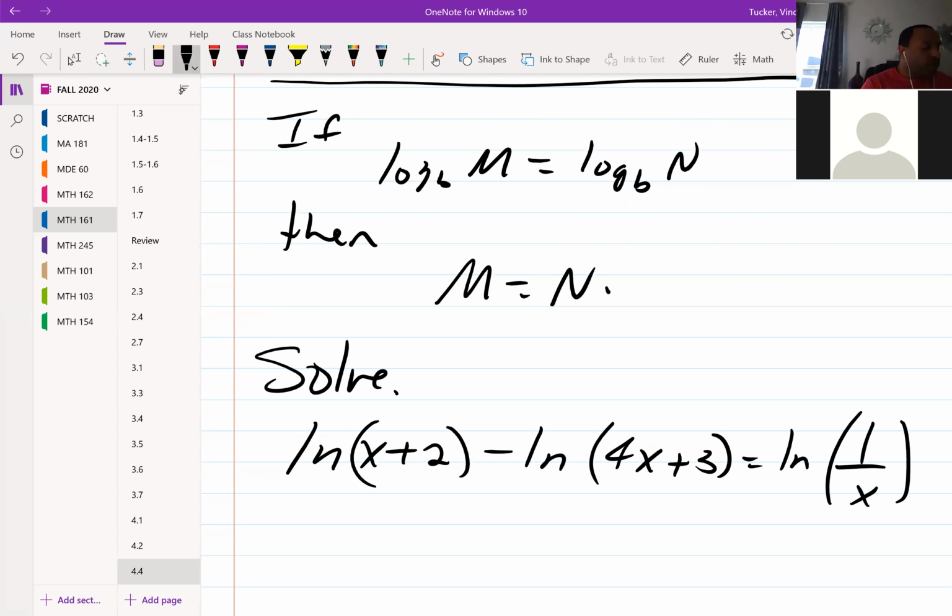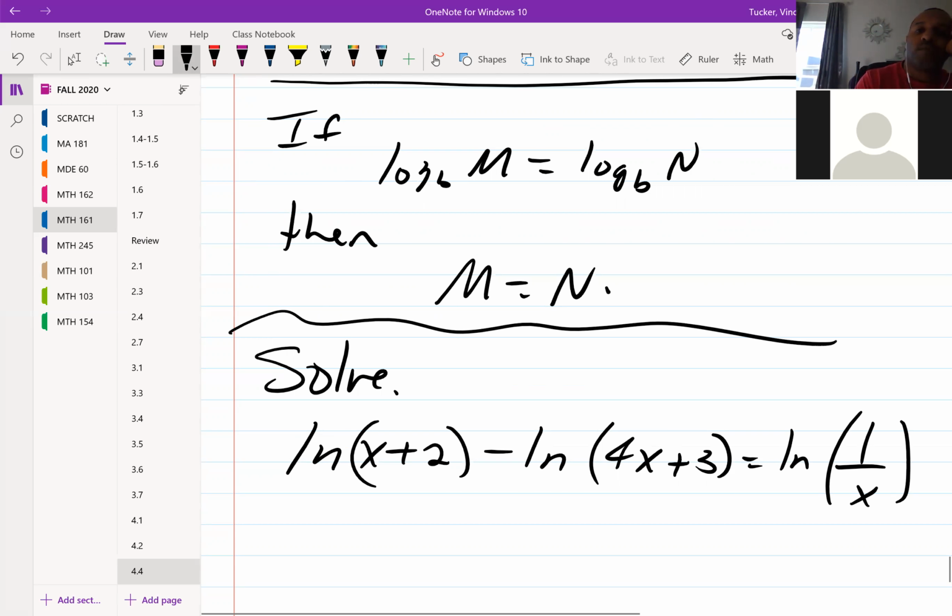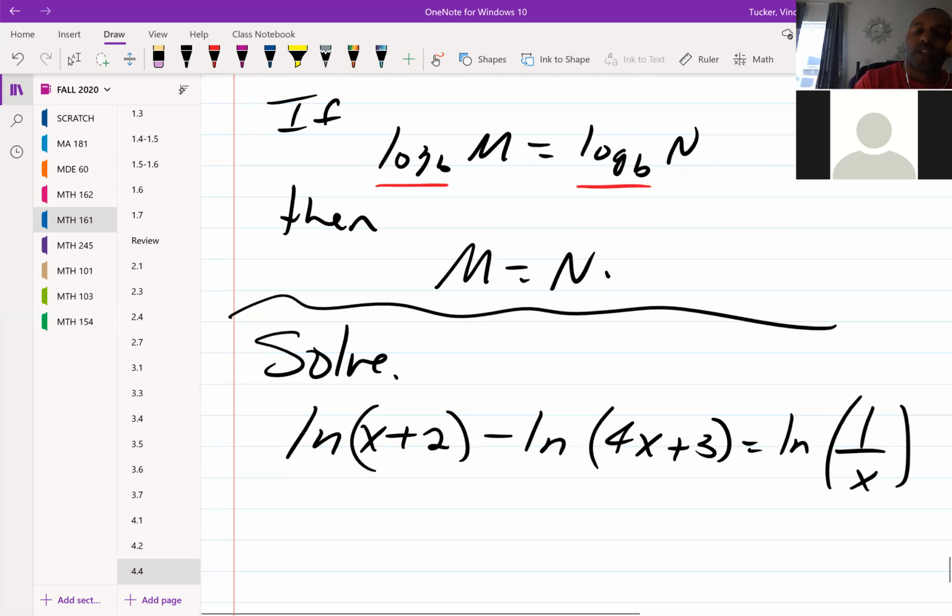So we have natural log of x plus 2 minus natural log of 4x plus 3 equal to natural log of 1 over x. So we're going to use the principle that was just mentioned above. Notice you have to have one solid log equal to one solid log. On this left side, we have two logs. So what we need to do is condense that expression into one.